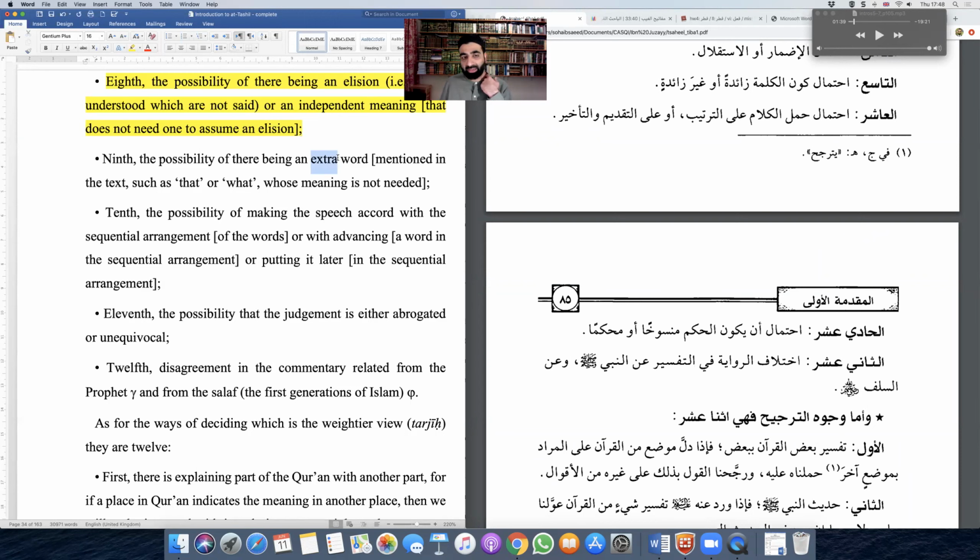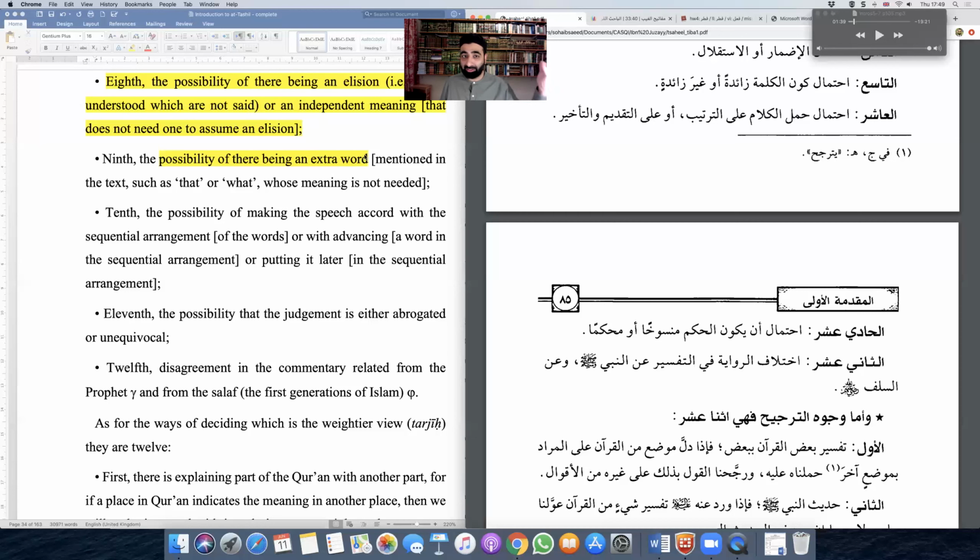Okay, the possibility of there being an extra word is not a very good way of translating this phrase, because he says احتمال كون الكلمة زائدة أو غير زائدة. So it is disagreement over whether a word is to be considered extra / OTOs or not. So not the possibility of there being an extra word, that sounds very strange.